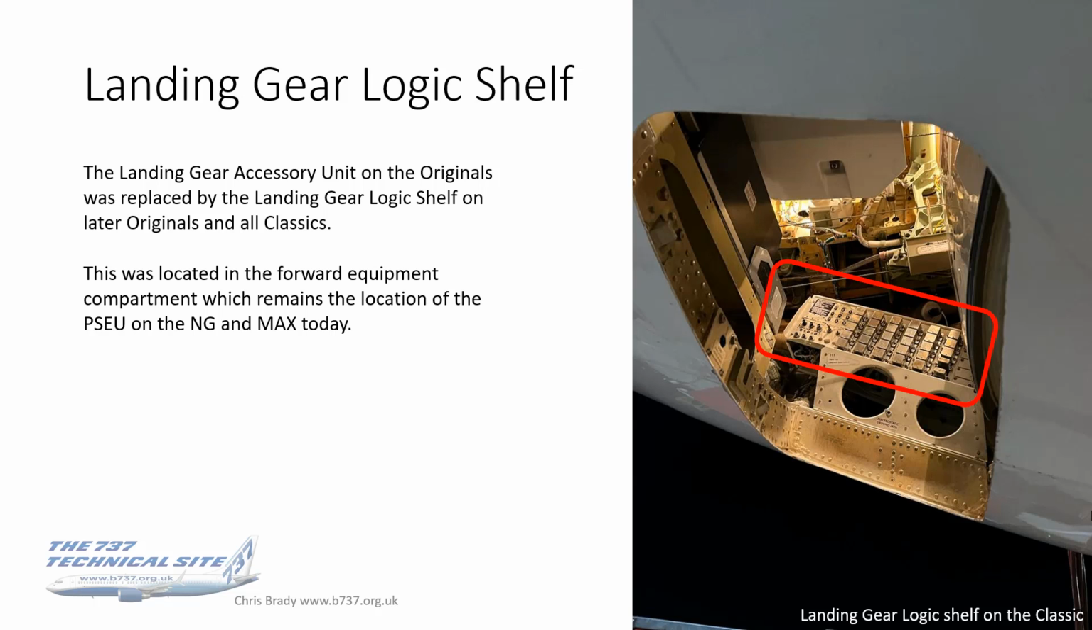Okay, so that landing gear accessory unit that you just saw on the previous slide was replaced by the landing gear logic shelf, and this was actually in place on some of the very later model 200s, but it was mostly the classics. So the classics all had this. Now, this was taken out of the E&E bay and put here in the forward equipment compartment. And that is actually where the PSEU on both the NG and the MAX remain today. So that's where it is.